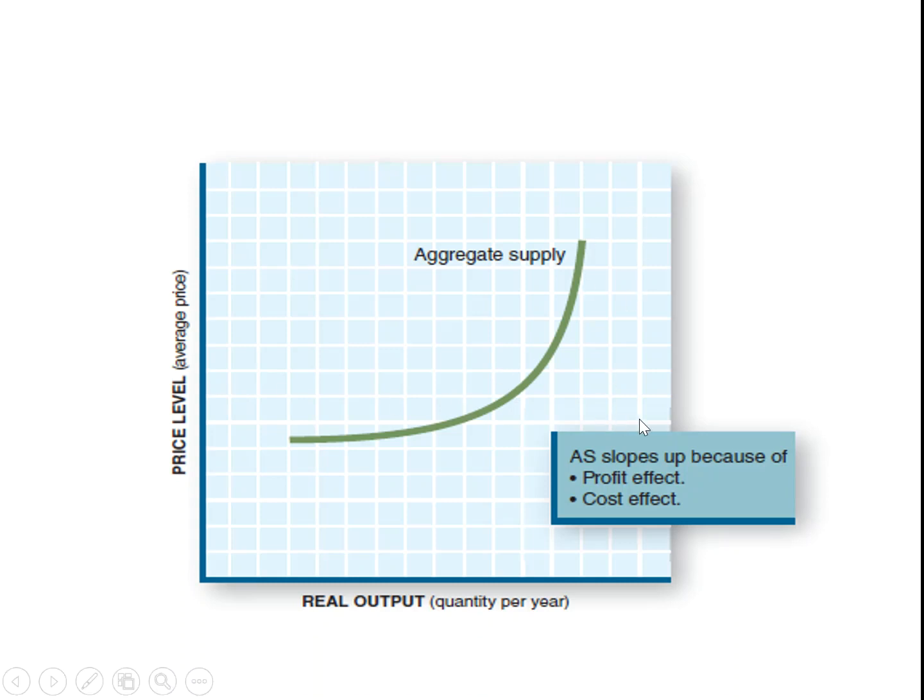So this is called the profit effect, when the cost does not respond to the price level increase in a short period of time. So not all the goods' costs will hold constant. So how about other goods? If the price level goes up, their cost also goes up as well, right?